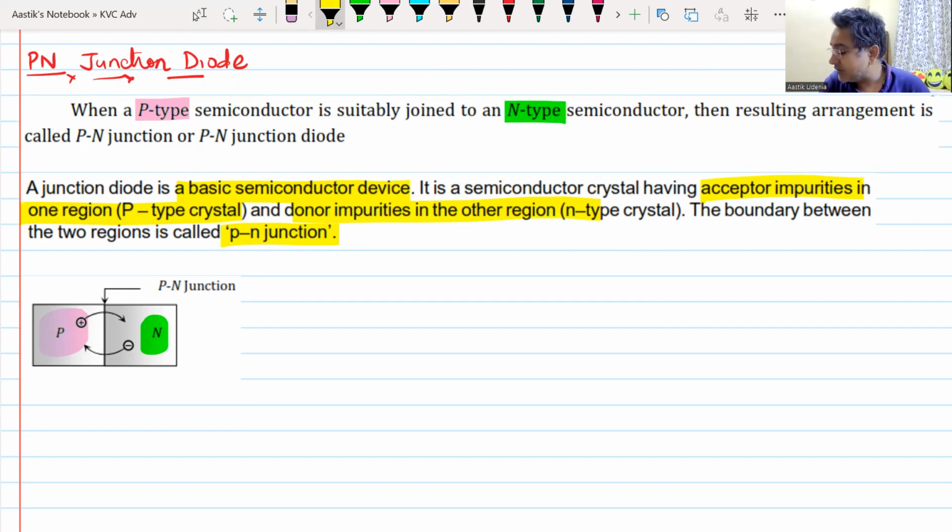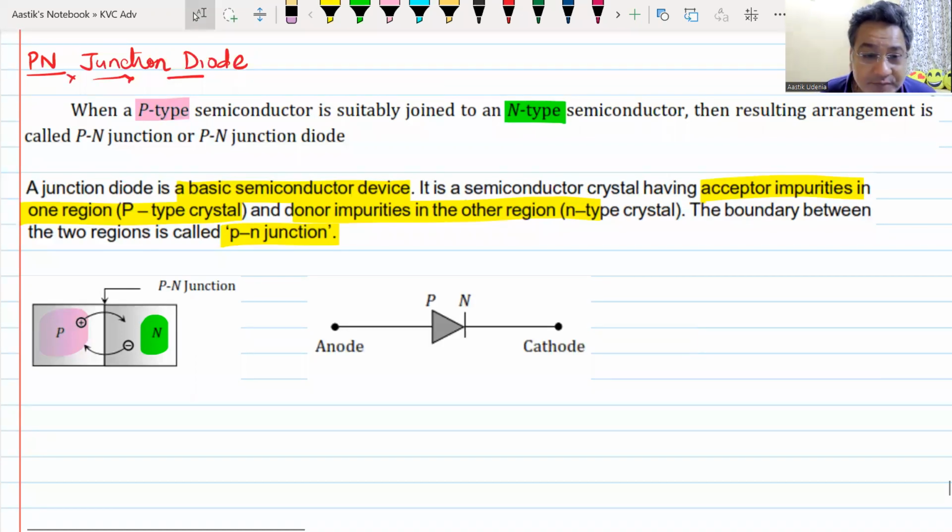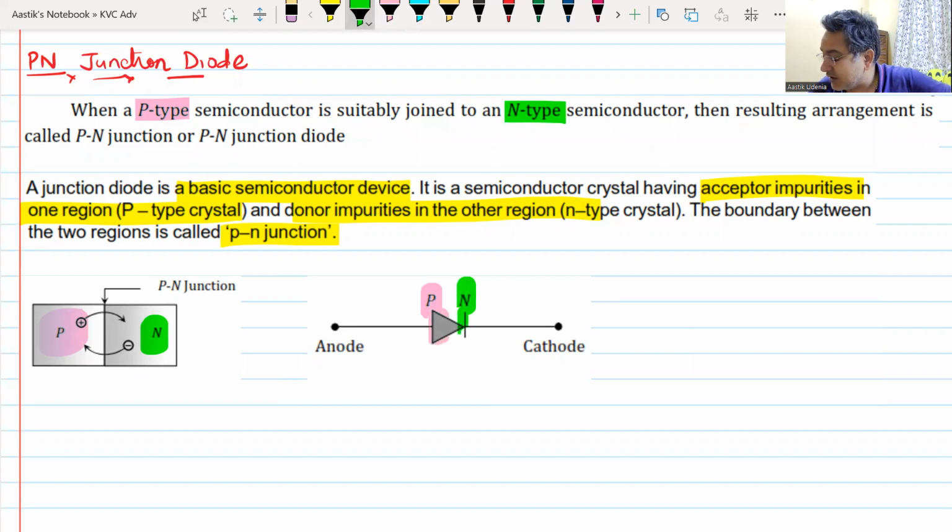The combination is known as P-N junction, and this is how the symbol of a P-N junction diode looks: an arrow and one vertical line. That arrow is for P, and you can think of this vertical line as for N. This is the symbol for a P-N junction diode. Do we understand this? I'll give you a minute to note this down.